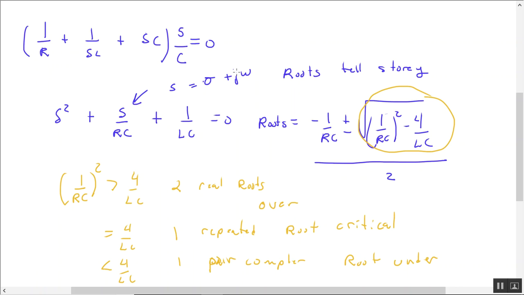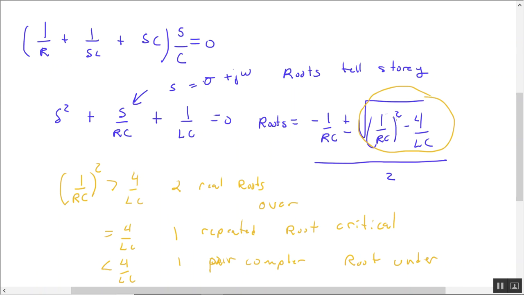But what's really easy to do, now that we're in this frequency domain, to tell whether it's over, under, or critically damped, is I just need to find the roots. Well, you use the quadratic equation, right? Minus 1 over RC, plus or minus the square root of B squared minus 4AC. And you can do the substitutions yourself. But you don't need the rest of this. Right here tells you what kind of roots.